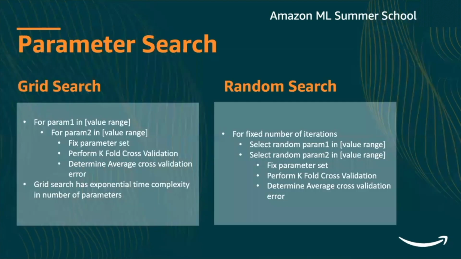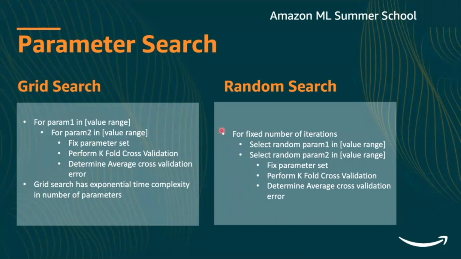Okay. Now, there are multiple ways to do hyperparameter tuning. One is grid search, one is random search, right? Grid search, you take all the parameters, keep them in nested for loops, and then perform k-fold cross validation on each, determine the average error, and then select the best parameter based on the average error.